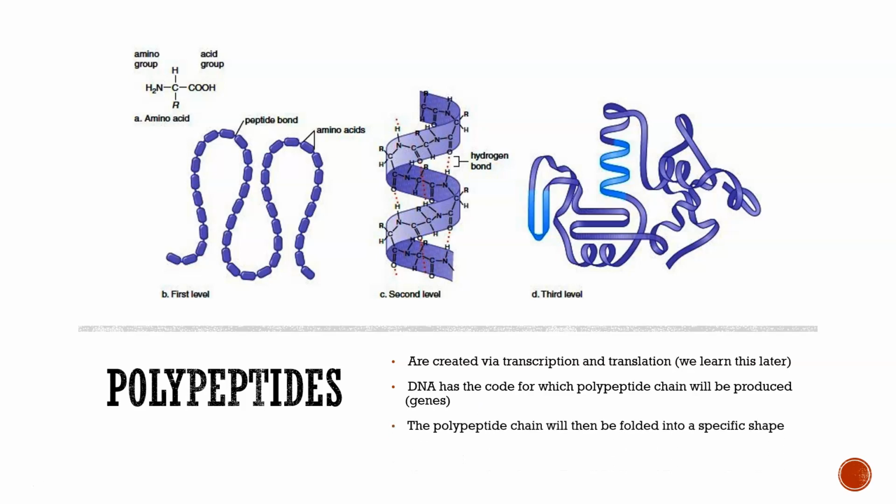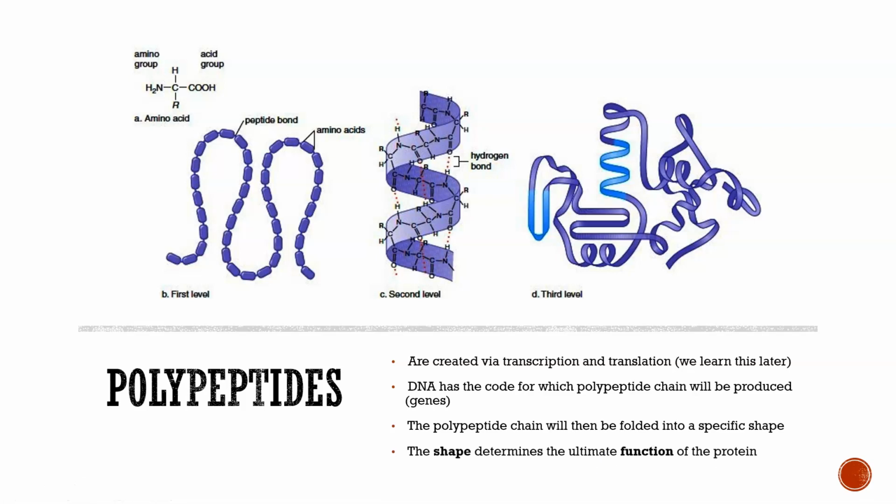The polypeptide chain will then be folded into a specific shape. So basically, we get the chain, which is made from reading the DNA. Then bonds start to occur between atoms. So, for example, the hydrogen bonds here pull it into what we call the secondary shape. And then the third level here is further bonds causing further kinks. So we have what we call our primary level, secondary level, tertiary level. We will look at this further.